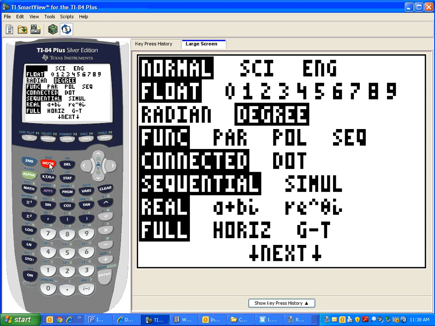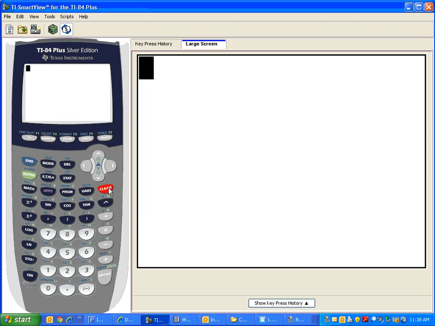It's right next to your shift key or your second key. Did you get it? Okay. Degree should be darkened. Scroll down, press degree, hit enter, and then make sure that's dark. Okay. You can go back to your home screen.